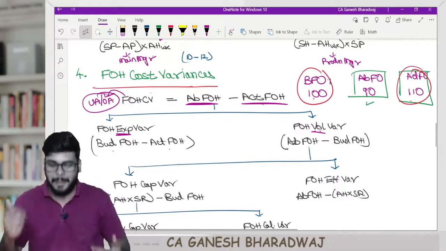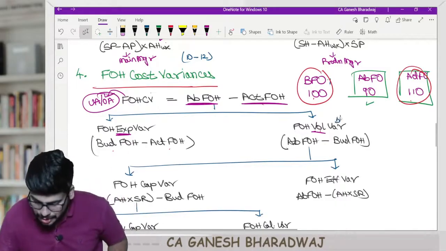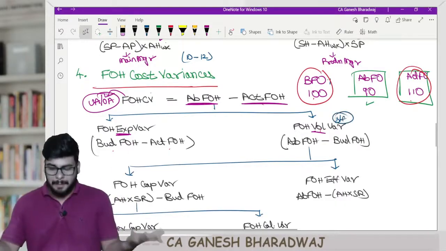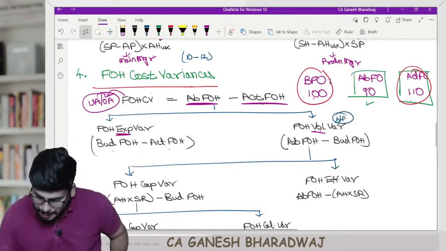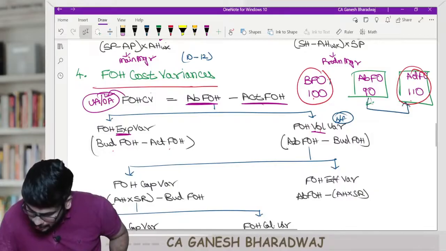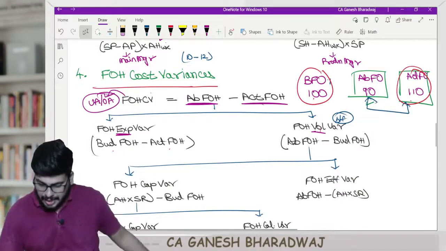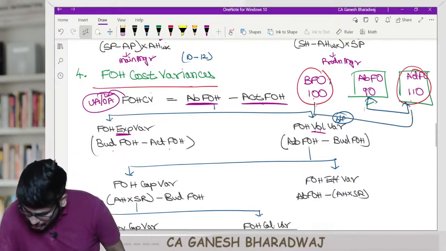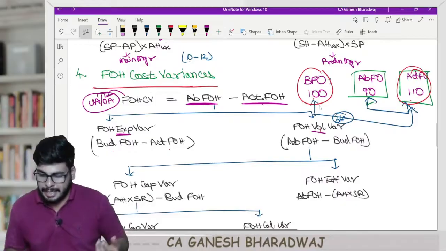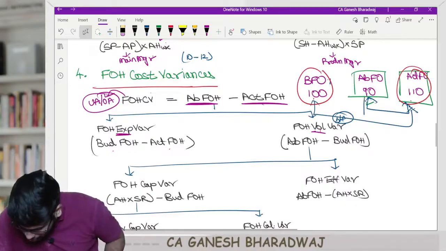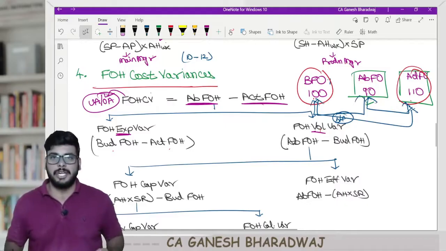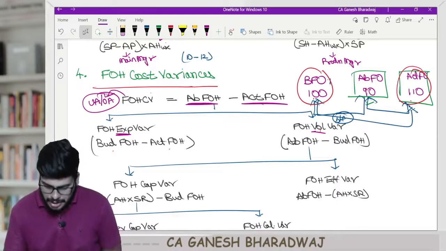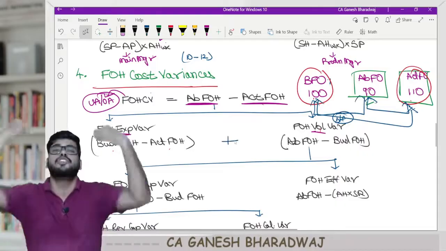It is actually the balancing figure. This is how I asked you to remember. Are you clear with this? The top figure compares absorbed with actual. On the left side, I am comparing budget with actual. So on the right side, the balancing figure should be absorbed fixed overheads minus budgeted fixed overheads. In other words, if you add these two, you should get the top figure.